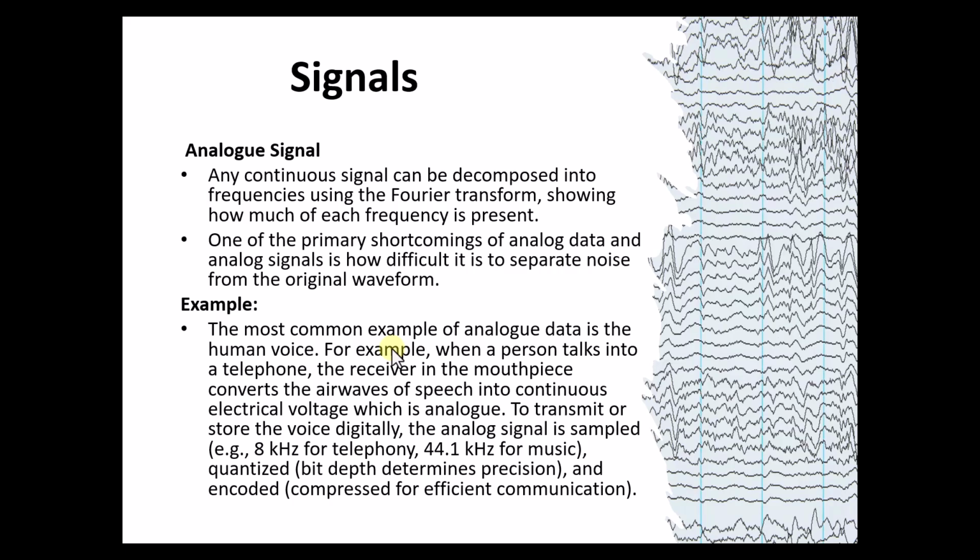The most common example of analog data is the human voice. Yes, the normal speech that we do is all in analog form. For example, when a person talks into a telephone, the receiver in the mouthpiece converts the airwaves of speech into continuous electrical voltages, which is analog. So this electrical voltage is what encodes your human voice. It changes your human voice into a form that the electrical voltage can carry. And this is analog.